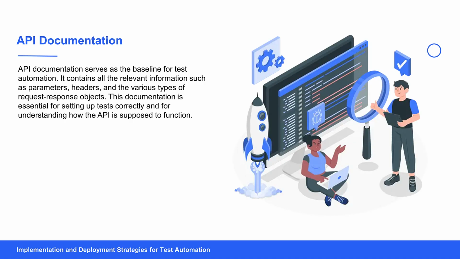Without thorough API documentation, the risk of missing important details or misinterpreting how an API should behave is significantly higher. This could lead to tests that don't fully cover the required scenarios, potentially allowing defects to slip through the cracks. Therefore, having access to and utilizing comprehensive API documentation is a key part of a successful test automation strategy.